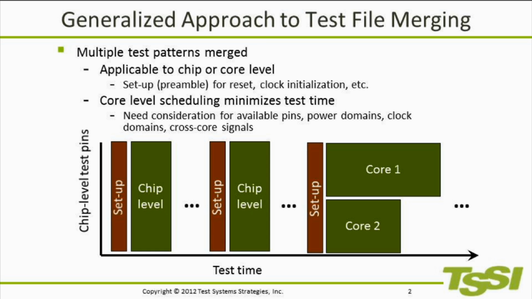This diagram has an x-axis representing the number of chip-level pins. This is an important factor when scheduling tests of individual IP. The y-axis represents total test time. Before each test, a setup sequence is executed, so pins are routed to the chip level and other setup operations are performed, such as clock and power domain selection.